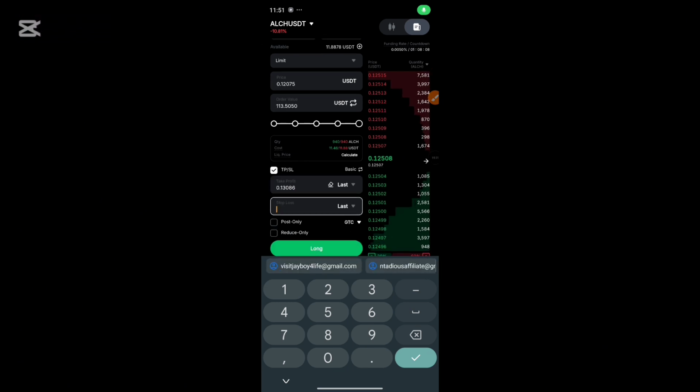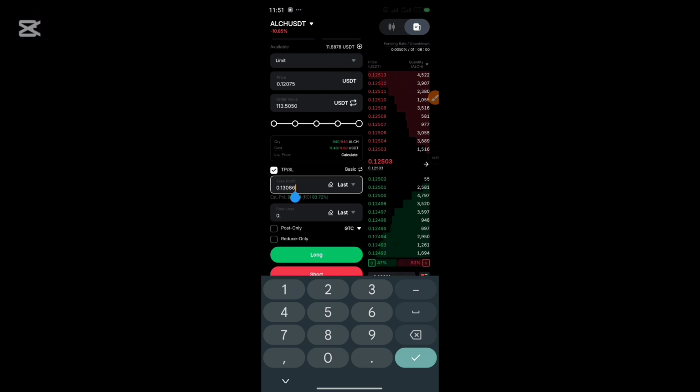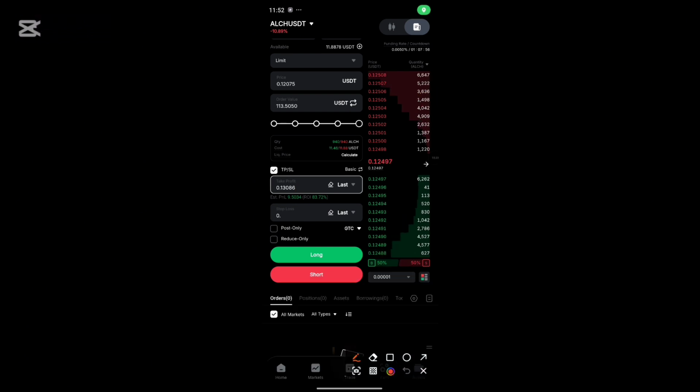Then for my stop loss, I'll say, okay, I want that when the price gets to this point, please just close the trade. And if you check when I inputted this here, you can see how much I'm going to be getting in profit if, peradventure, the price gets to that point.